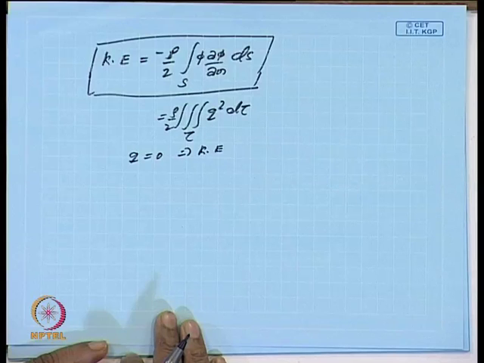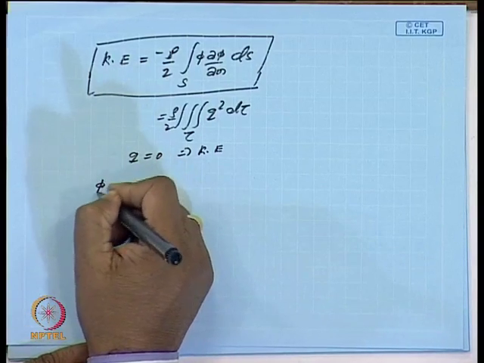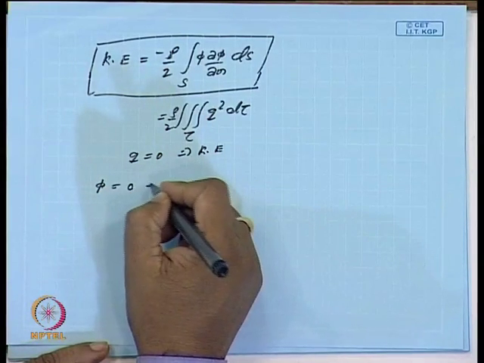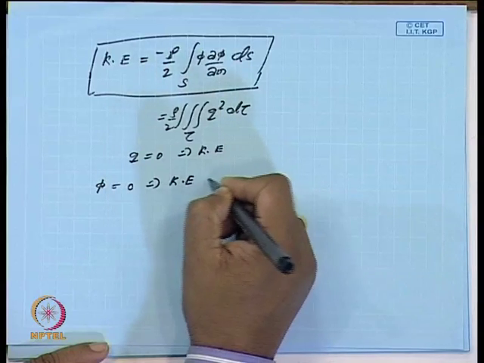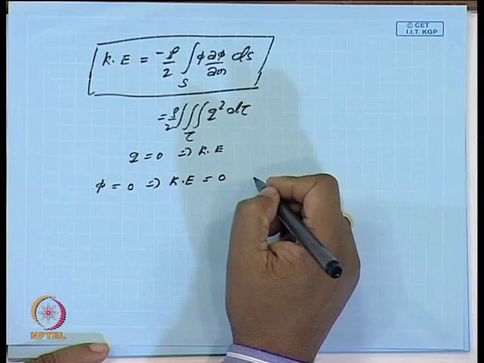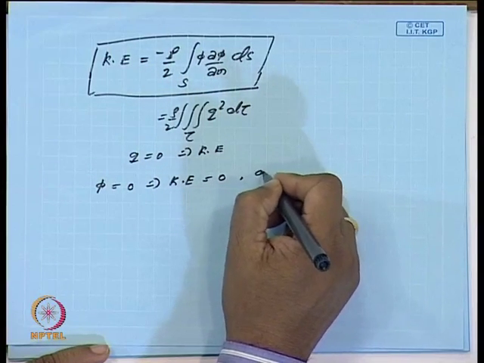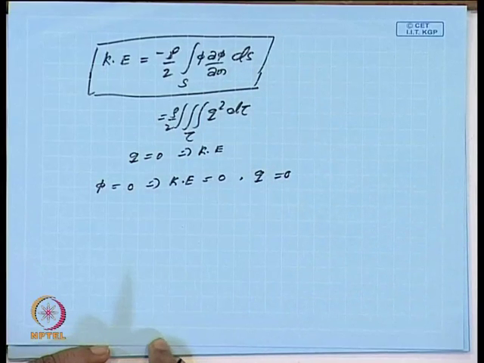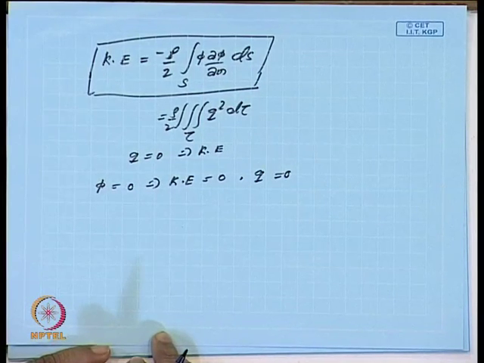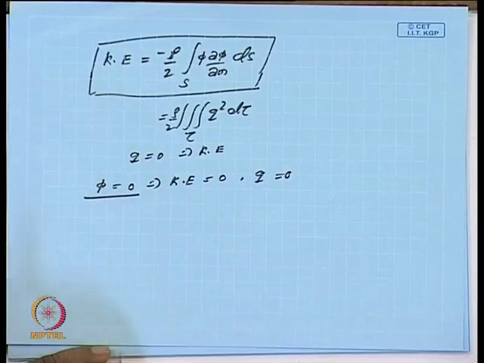Further, if phi is 0, then also kinetic energy is 0, and kinetic energy 0 means that my q is also 0. So there is no flow, and that too where phi is 0. Phi is 0 on the boundary.